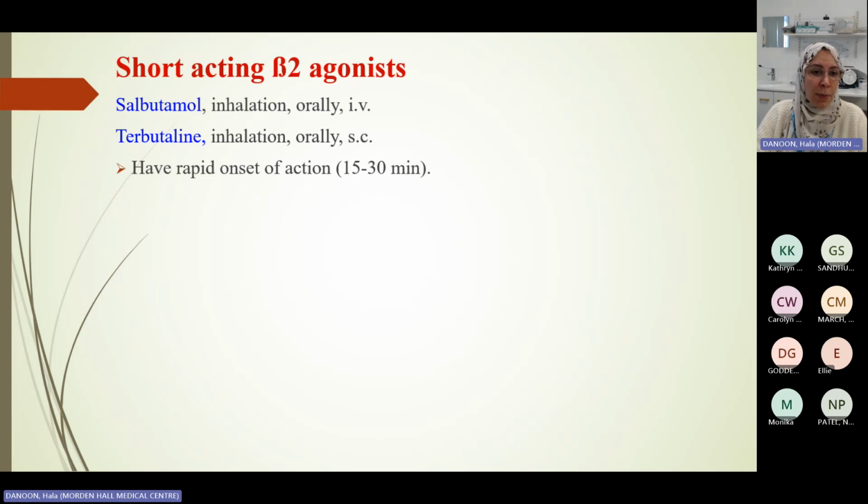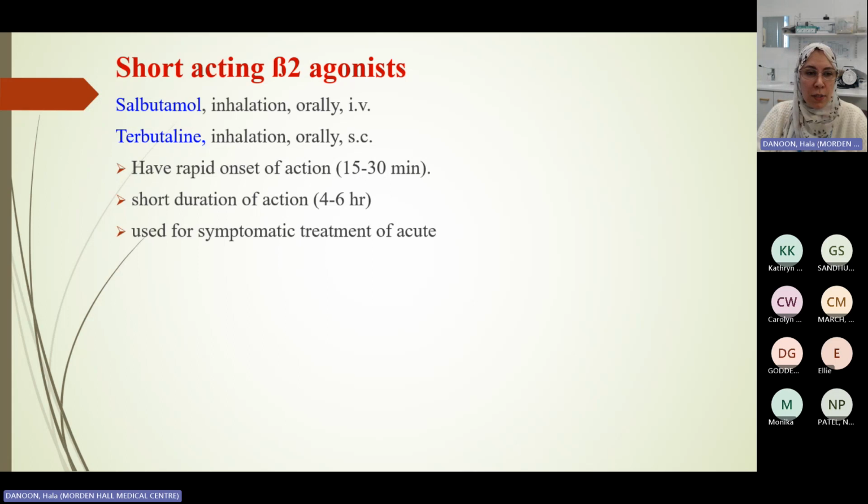They have a rapid onset of action, 15 to 30 minutes. Actually, it's a little bit faster than that, but 15 to 30 minutes is recommended to reach the maximum effect. They have a short duration of action, between 4 to 6 hours, and they are used for the symptomatic relief and treatment of acute attacks.